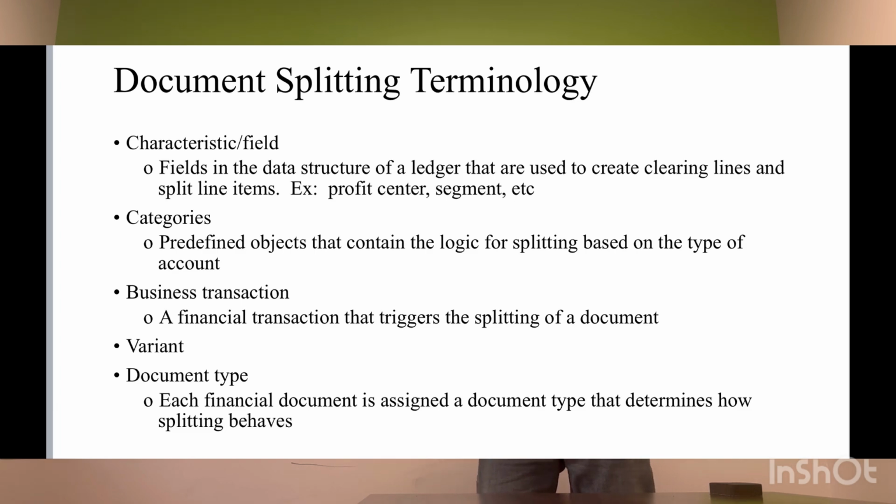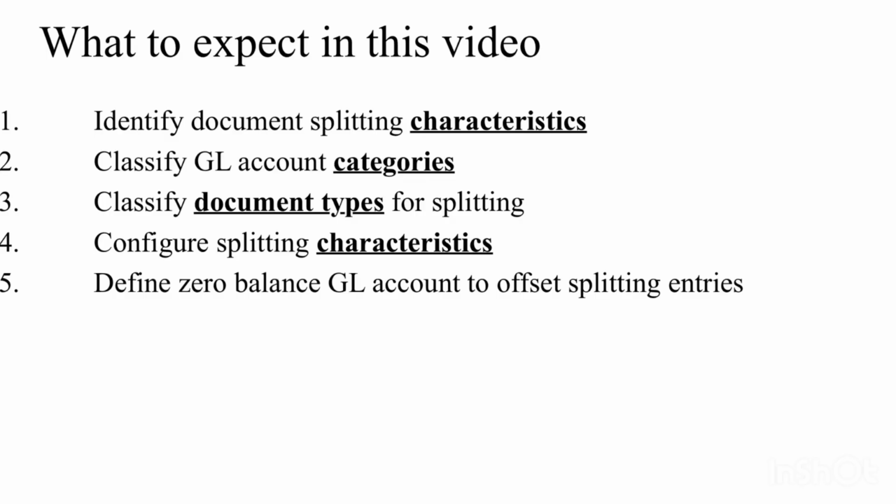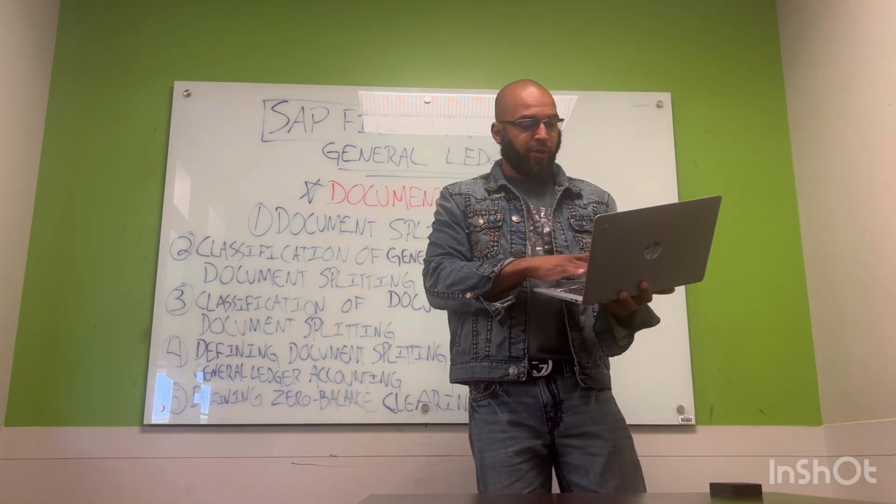Okay, so what can you expect in this video? You can expect that we will identify document splitting characteristics, we'll classify account categories, GL account categories, we'll classify document types for splitting, we'll configure splitting characteristics, and we'll define zero balance GL accounts to offset splitting entries. This right here, except like in clear English.